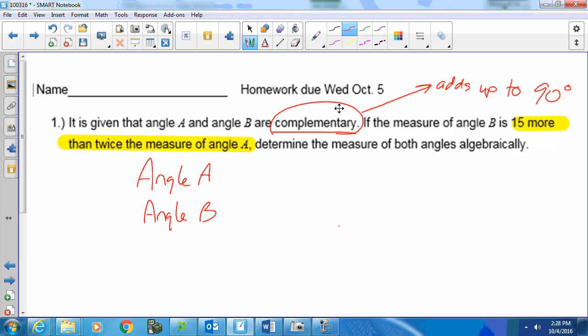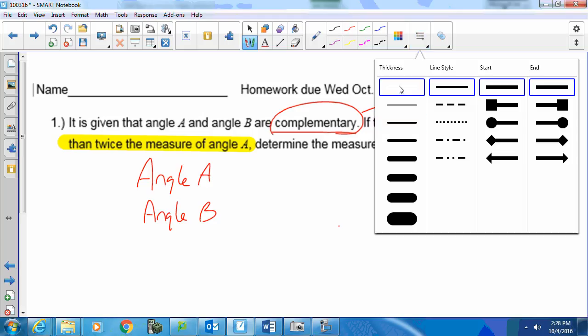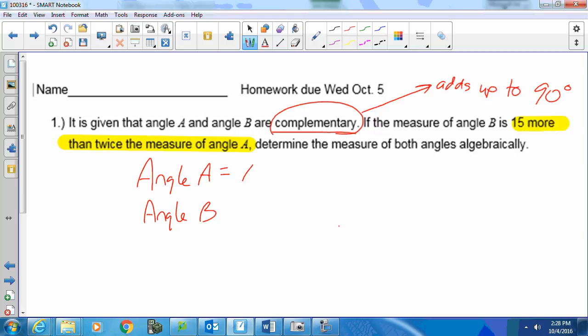Because they're telling me more about angle B, I'm going to have to name angle A first. Okay, so I'm going to say angle A is equal to X. I'm just going to call it X. Then I'm going to name angle B based on what I wrote for angle A. Since it says that angle B is 15 more than twice the measure of angle A, if you remember from last year, more than means addition, and twice means you're multiplying something by 2.